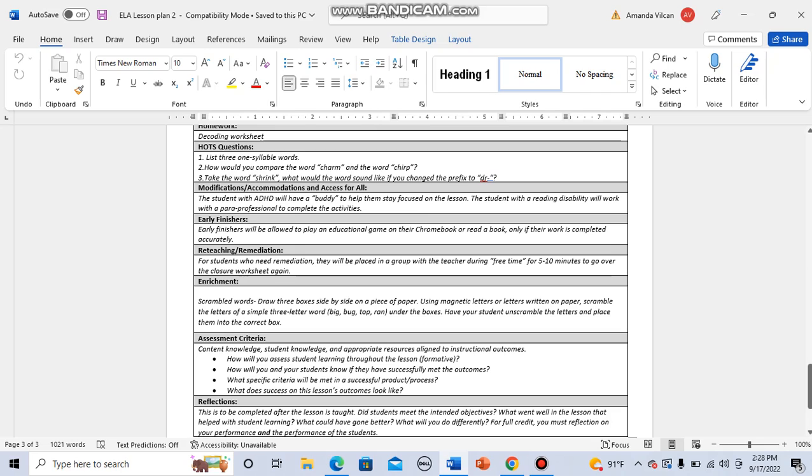Modifications. The student with ADHD will have a buddy to help them stay focused on the lesson. The student with a reading disability will work with a paraprofessional to complete the activities. Early finishers will be allowed to play an educational game on their Chromebook or read a book only if their work is completed accurately. For students who need remediation, they will be placed in a group with a teacher during free time for 5 to 10 minutes to go over the closure work.